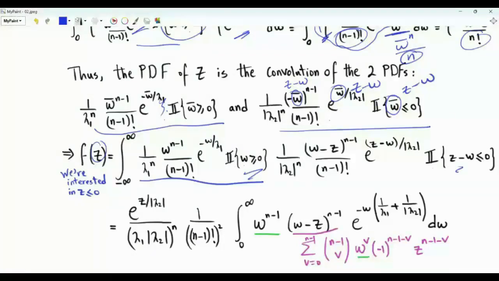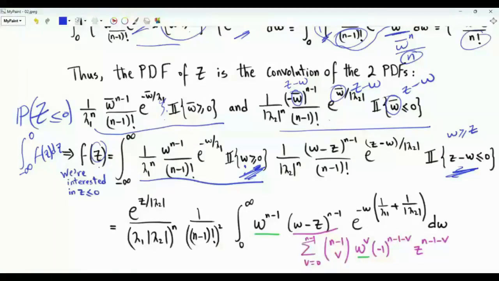We have two indicators. The first indicator is that w is greater than or equal to 0. The second indicator tells us that w is greater than or equal to z. If z is positive, we need now to integrate from z to infinity. But our interest is in negative z. Recall that the probability that we want to obtain is the probability that the random variable is less than or equal to 0. So that's the integral of this PDF from minus infinity to 0. Our interest is in negative z. One indicator tells us that w is greater than or equal to 0. The other indicator tells us that w is greater than or equal to z, which is non-positive. So our integral will be from 0 to infinity. If for some other reason we are interested in the case of positive z, then we need to do the integration from z to infinity.